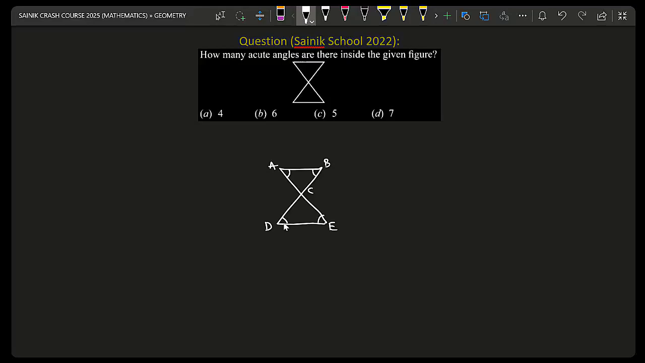Sir, EAB. EAB is the same angle. Don't repeat the angle again. Can I say DCE? Is this not an angle? Yes, sir. DCE. One more. Sir, ACB. That's it. Any other angles left here? No, sir. How many acute angles did we get? Six. Option B.